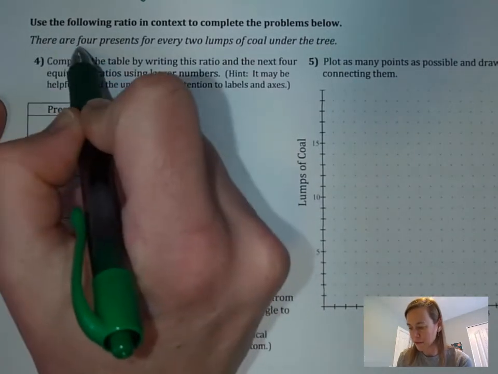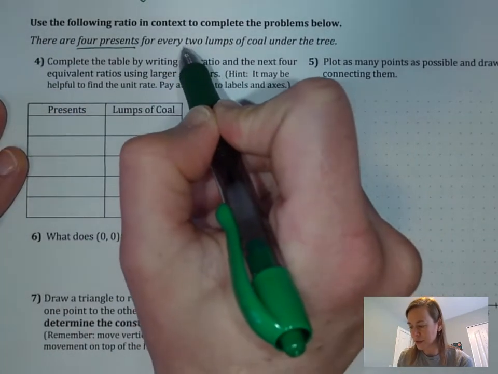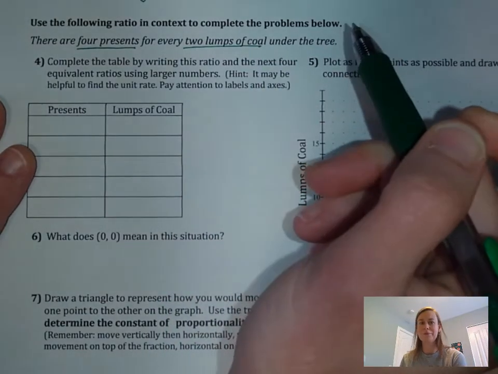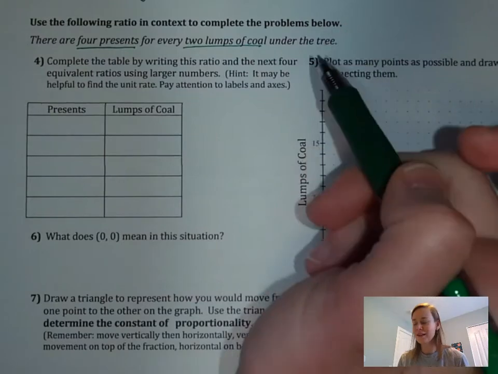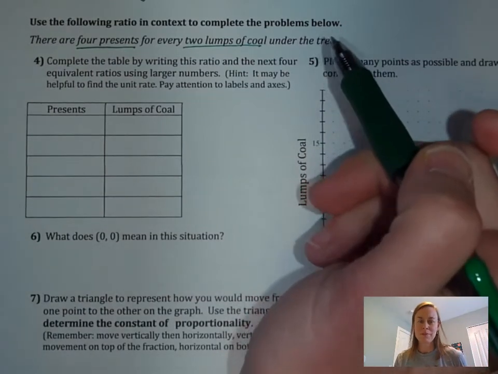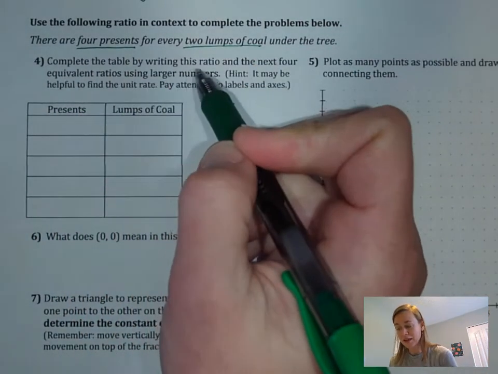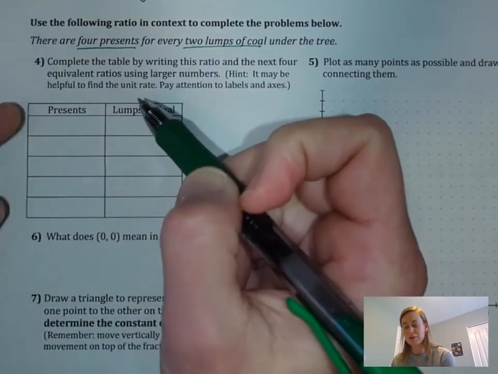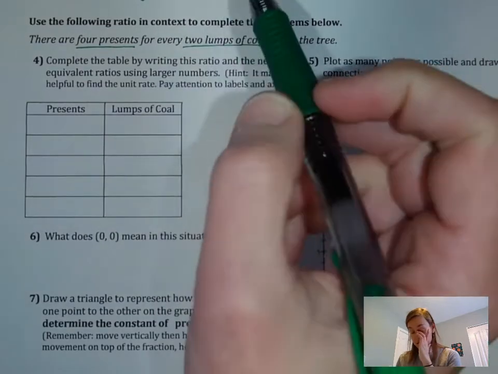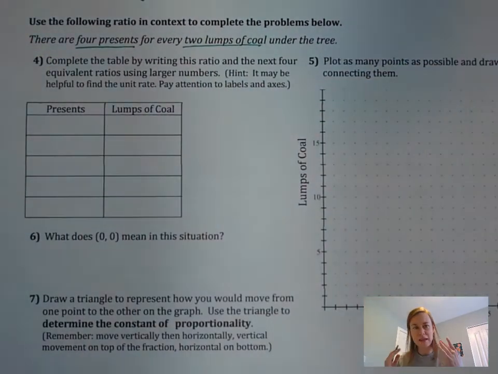It says there are 4 presents for every 2 lumps of coal under the tree. Uh-oh, lumps of coal under the tree. That's not what we want this time of year. But let's go ahead and work our math problem. It says complete the table by writing this ratio and the next 4 equivalent ratios using larger numbers. Okay, so they want us to start with this ratio and then write the next 4 ratios.